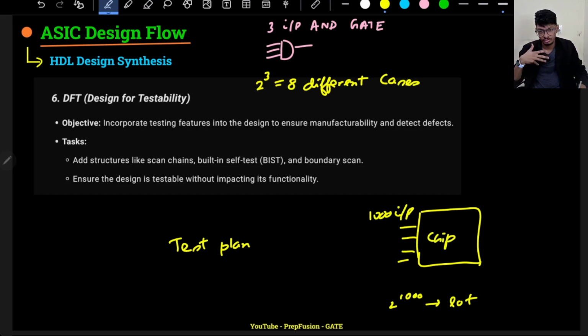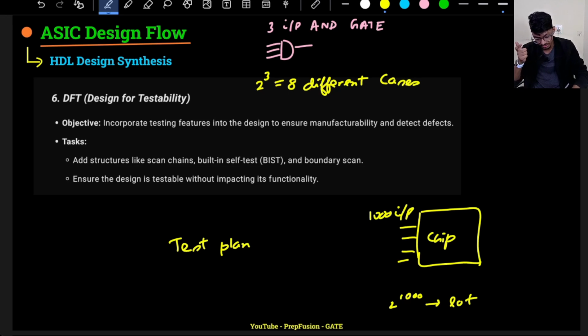Of course a chip can have 1000 inputs. It has 1000 registers, and I have to check all of them. Even if one of them is wrong, that means my chip is not functioning properly, so I have to discard that chip. That's why designing this kind of functionality is very, very important.